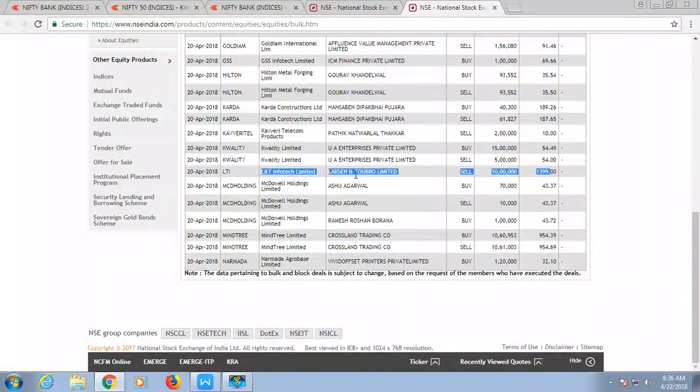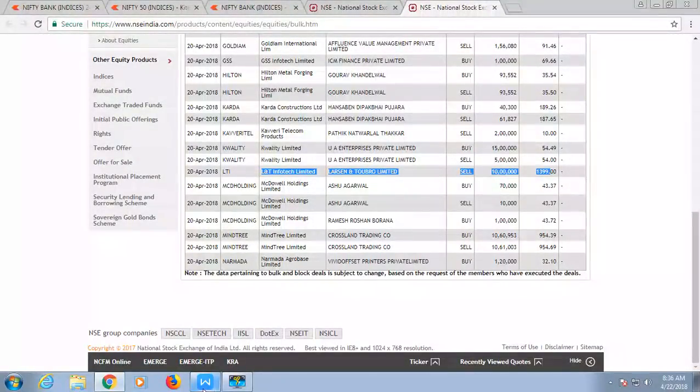Now time to check out block deals on Nifty on NSE. See this one. L&T Limited has sold 10,000 shares of L&T Infotech at this price. So L&T Infotech may have some pressure in the next trading session. You can check this and keep an eye on this.